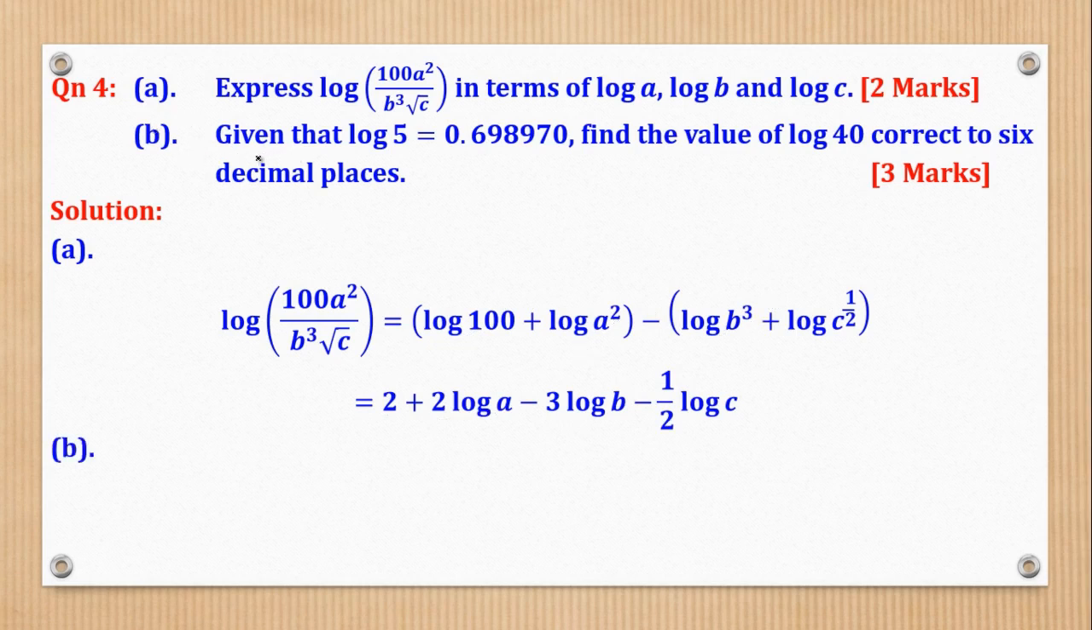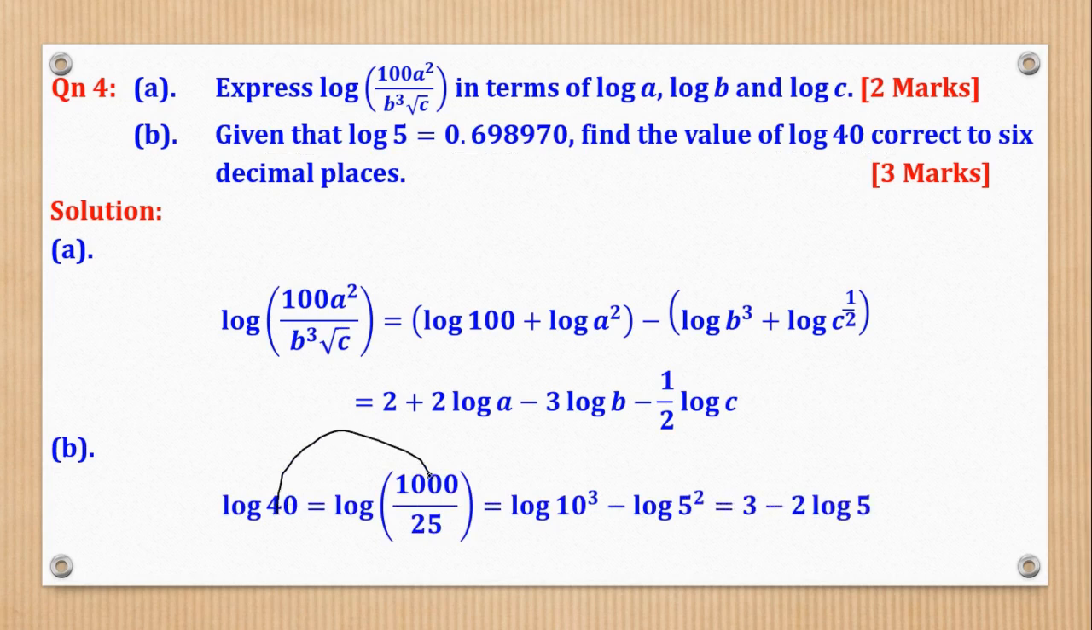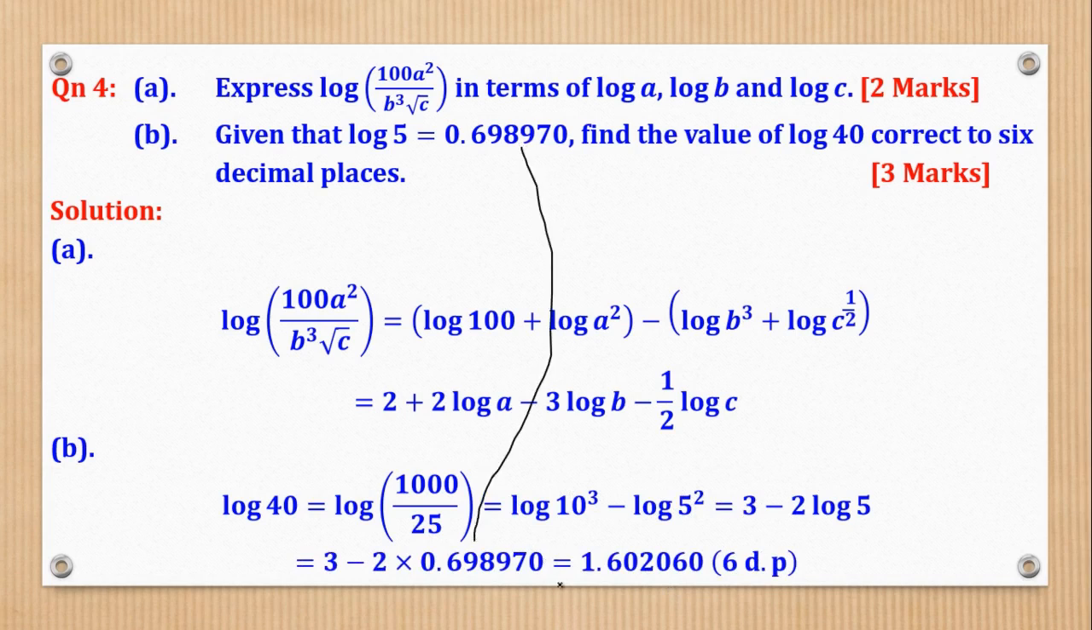Part B says, given that log 5 is equal to this, find the value of log 40 correct to 6 decimal places. So log 40 is the same as 1000 divided by 25. 1000 is 10 to the power 3, 25 is 5 squared. That means that this one goes this side to become 3, and log 10 is 1, so it remains 3 alone. This one goes this side to come up with 2 log 5. Then you substitute for log 5 to come up with this to 6 decimal places.